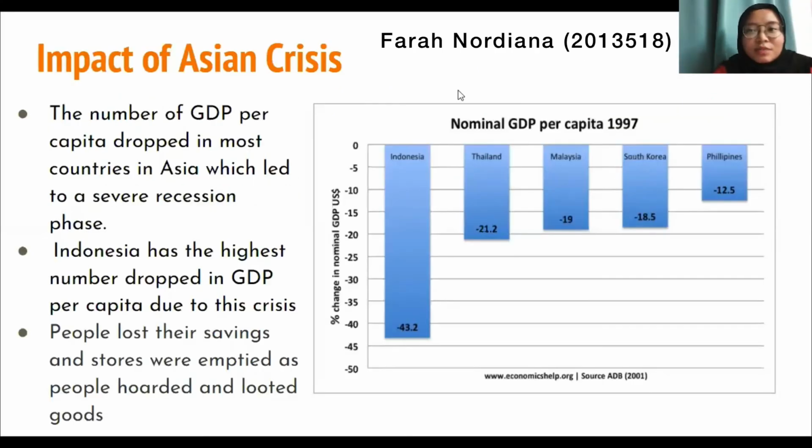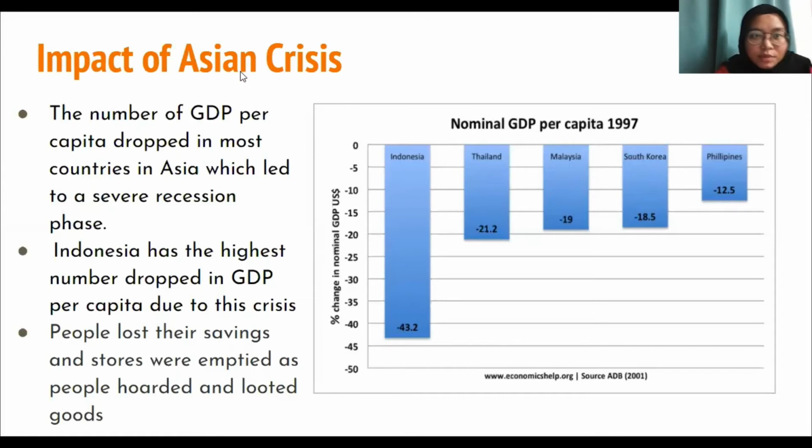My name is Farah Nurdiana binti Muhammad Tarmizi and I will present the impact of the Asian crisis. The first impact is that GDP per capita dropped in most countries in Asia, which led to a severe recession phase.